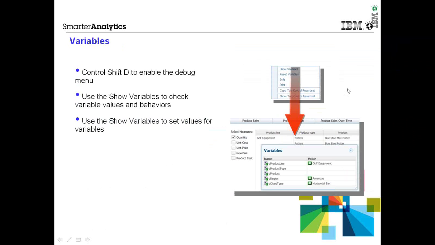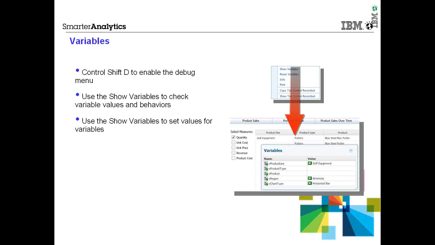Moving on to the next slide, which is variables. Now, as I mentioned earlier, you can press Ctrl-Shift-D in an active report and right-click to give you the debug menu. Now, the debug menu has an option of showing the variables. It will show you the current values which have been set for the variables.